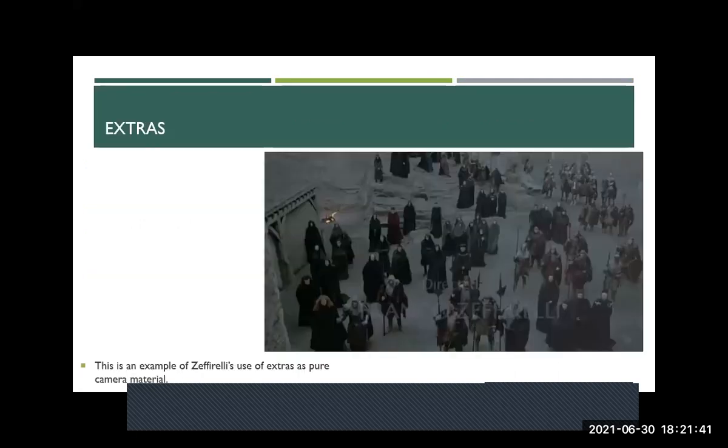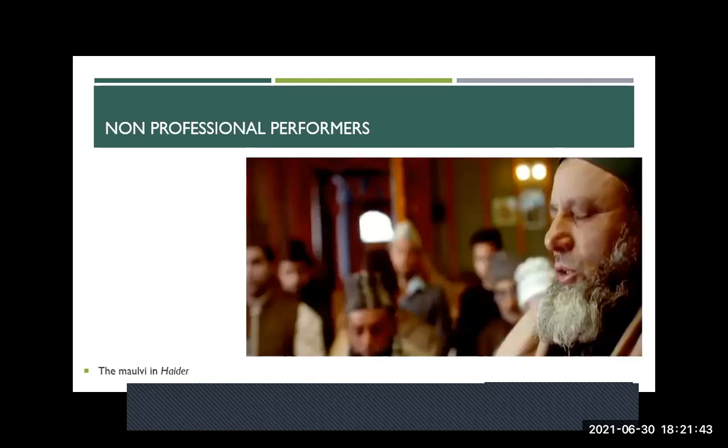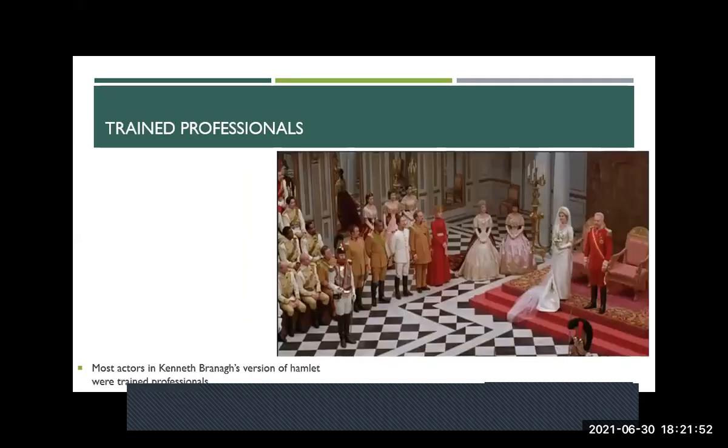These are called extras. These are non-professional performers. The Molvi is actually a Molvi who is performing in HAIDER, and a lot of controversy associated with that. And here what you see is trained professionals. Their job is acting.